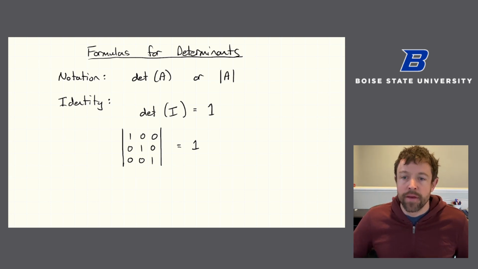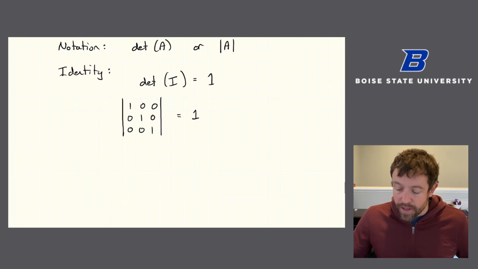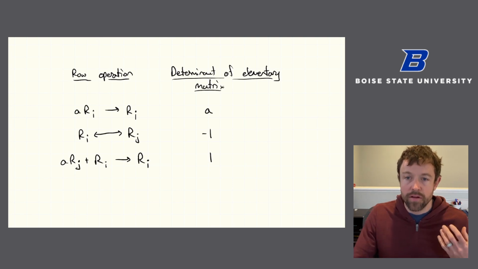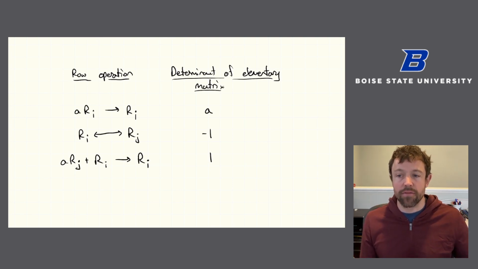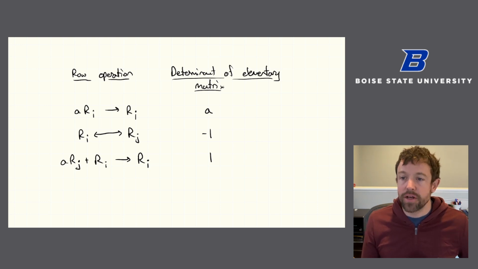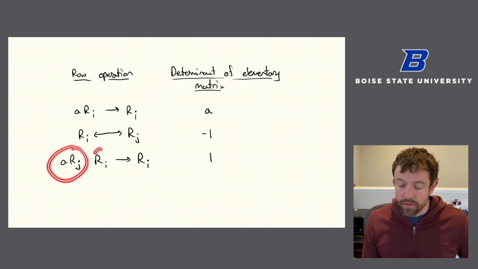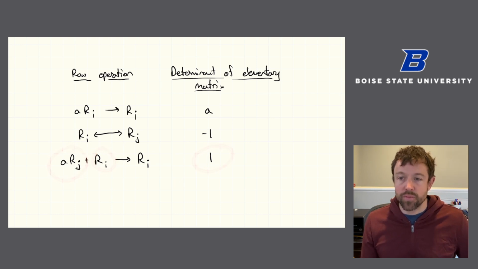We know that. We also know the determinants of elementary matrices. So to remind you about that, we have these 3 row operations that have corresponding elementary matrices, and we know what their determinants are. When we multiply a row by a constant, the determinant is just that constant. When we switch 2 rows, the determinant is -1. And when we add a multiple of 1 row to another row, the determinant is 1.